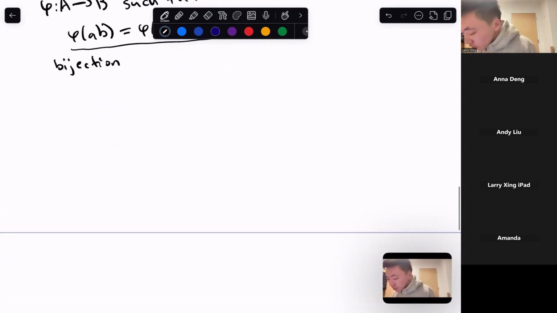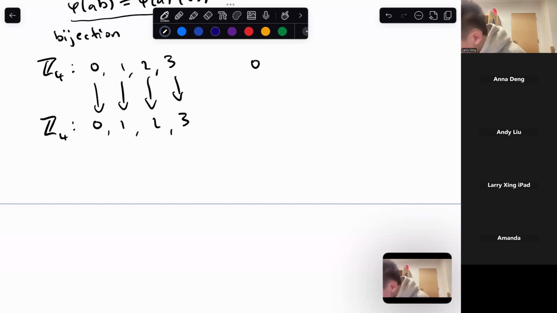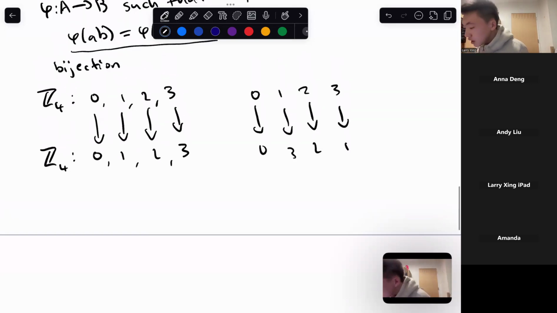So for example, Z4, and let me find an isomorphism from Z4 to Z4. One way you could do this is to map 0 to 0, 1 to 1, 2 to 2, 3 to 3. This would be one isomorphism. But you might also realize that 0 maps to 0, 1 maps to 3, 2 maps to 2, and 3 maps to 1 is also an isomorphism.